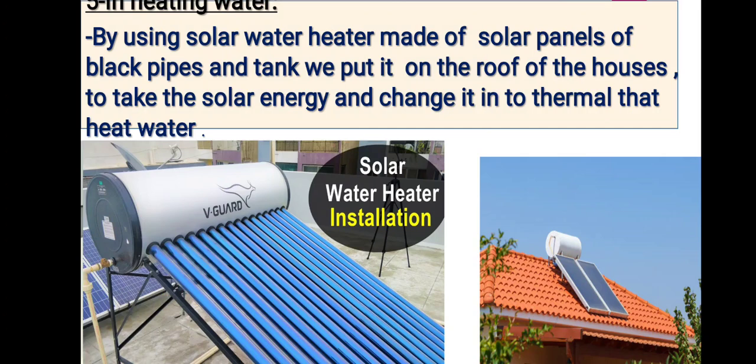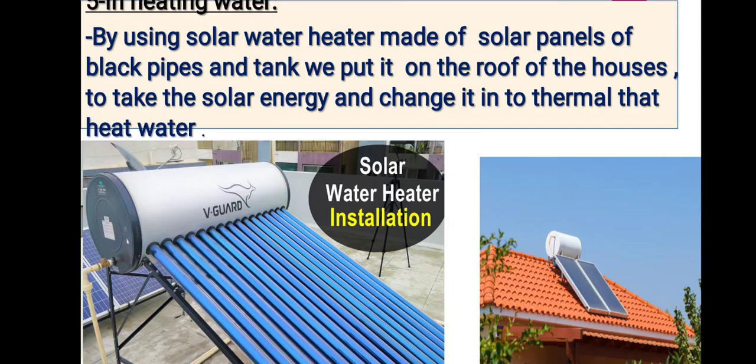Do you know the water heater which we use in our house that can work by electricity, right? The water heater can work by electricity. We can use here the solar energy in heating the water. How can we use the solar energy in heating the water? By using this something, as we can see here. This something is called a solar water heater.